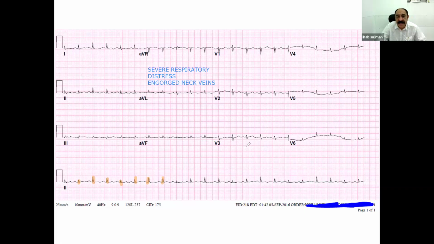So it can be seen also in severe heart failure. So a patient with severe dilated cardiomyopathy, severe heart failure, you can see electrical alternans because of the cardiac output: one beat will be small, the other beat will be a little bit better. So it is really a marker of reduced cardiac output.